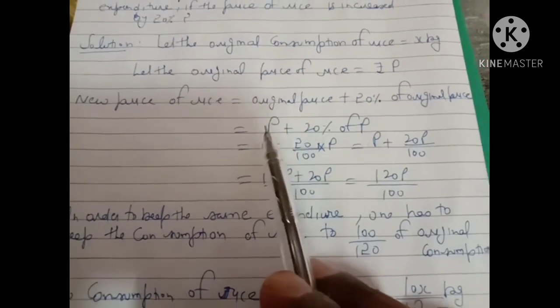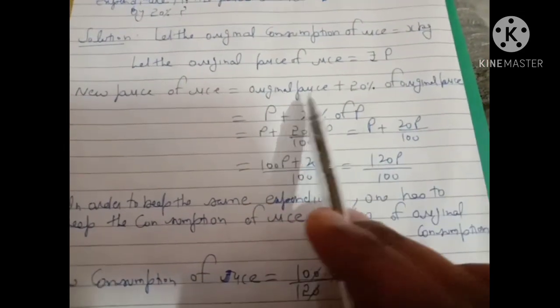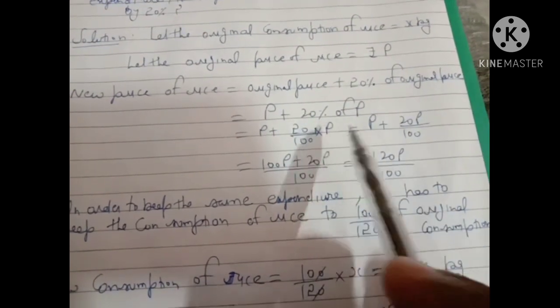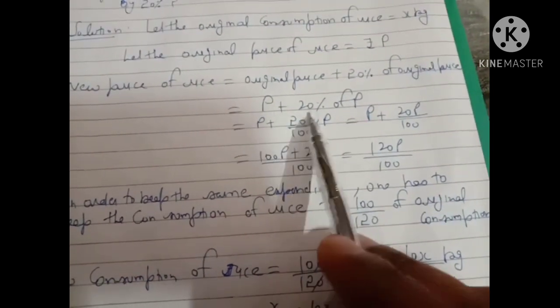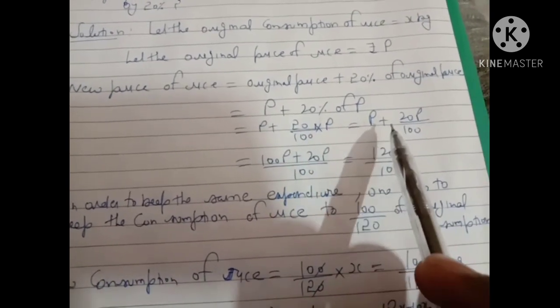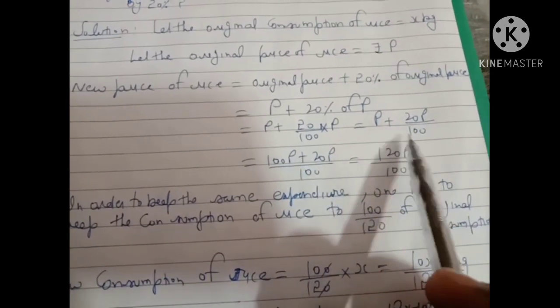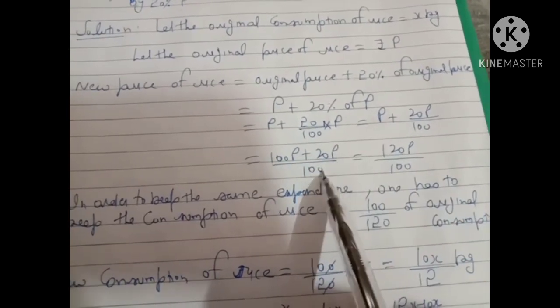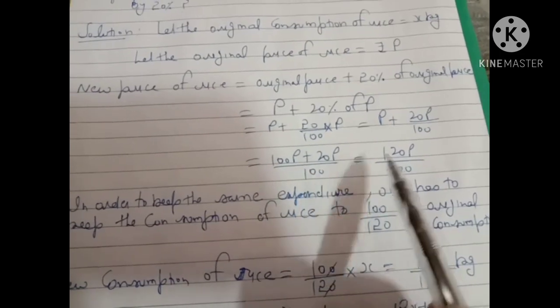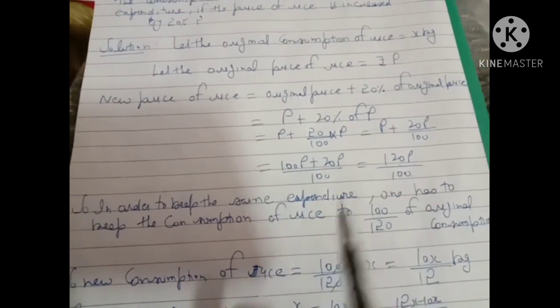The original price, which we have supposed to be p, so the new price is p plus 20% of p. Then p plus 20% of p becomes p plus 20 over 100 into p, which is p plus 20p over 100, and after taking LCM, 100p plus 20p over 100, and then it becomes 120p over 100. So this is the new price of rice.